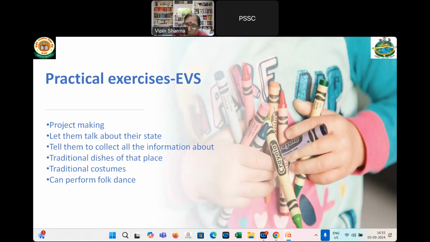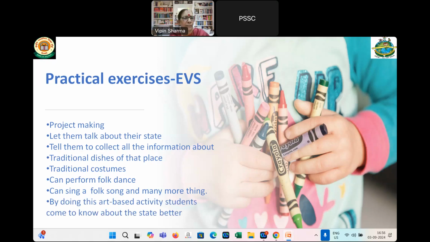They can perform folk dance, perform songs, sing a song, many more things. You can plan out state-wise. In one class, they will learn four states. Then there are many states. Whatever is possible, you can keep on trying. That will be wonderful, okay? By doing this art-based activity, they come to know about the state better.